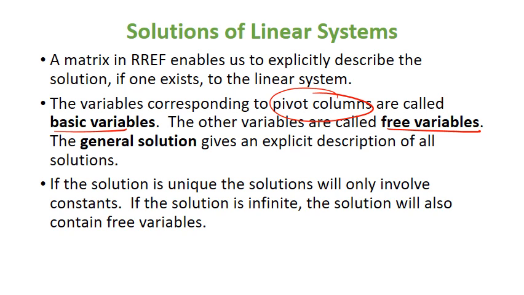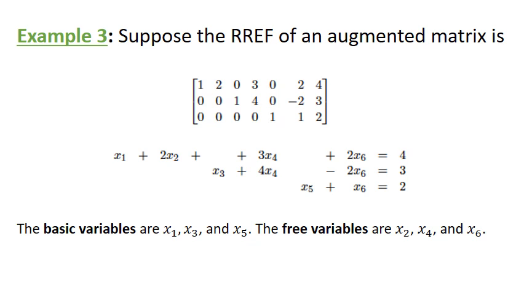If the solution is unique, it will only have constants. If the solution is infinite, the solution will also contain some free variables. So let's look at what I'm talking about. Here is an example. I've given you a matrix in reduced row echelon form. So let's identify our pivots. Here is a pivot, pivot, and pivot. Again, that's the first number in the row that is not 0. Okay, so these are my pivots.